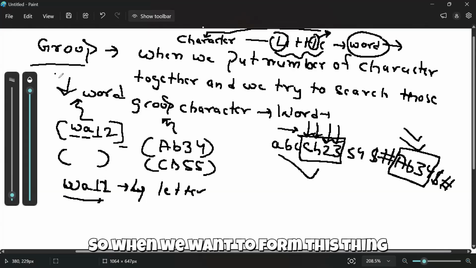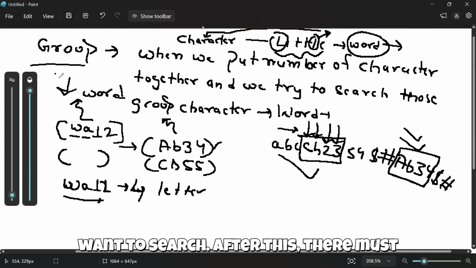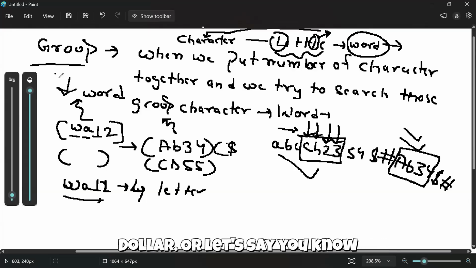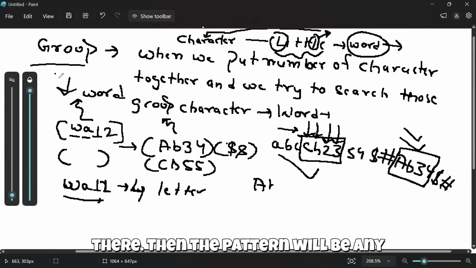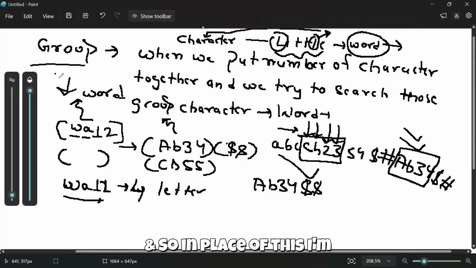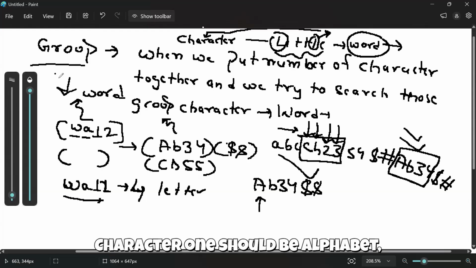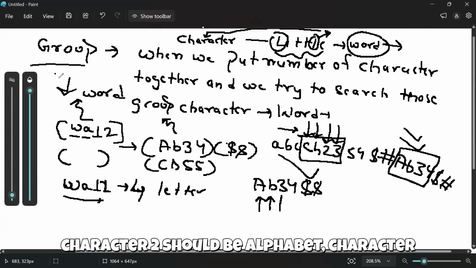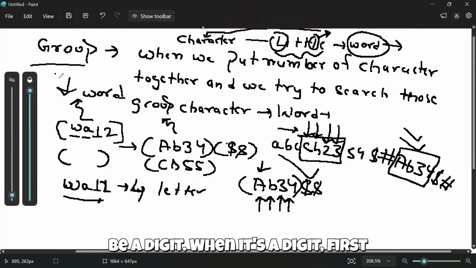So when we want to form this together, or let's say we want to form another pattern, I also want to search after this for some special characters, let's say dollar or ampersand. These two things should also be there. Then the pattern will be this word and then the special characters. So the first group should match: character 1 should be an alphabet, character 2 an alphabet, character 3 a digit, character 4 a digit. First group is this one.